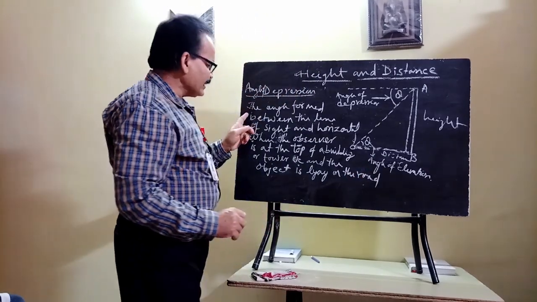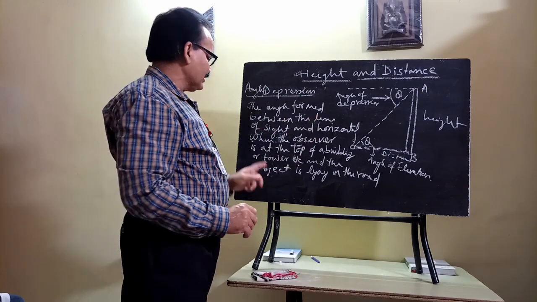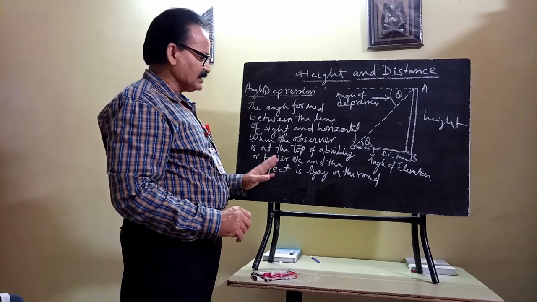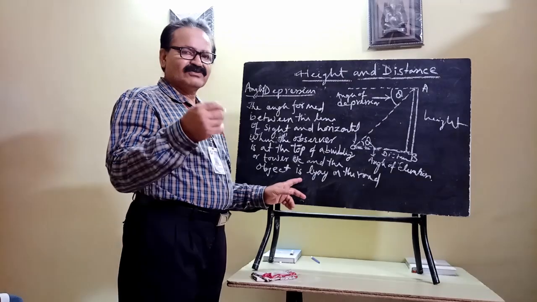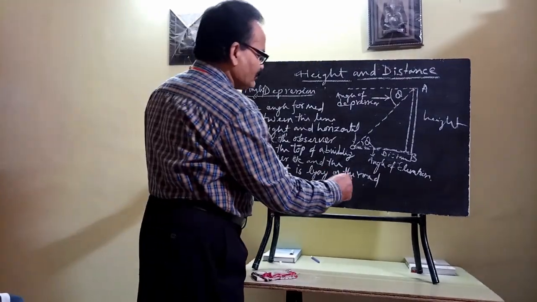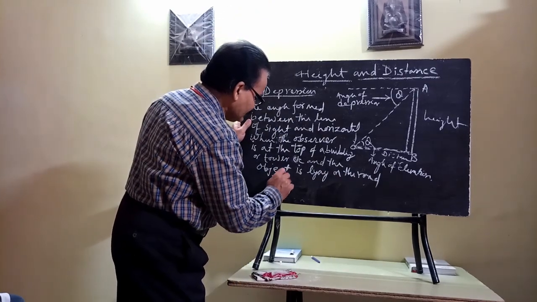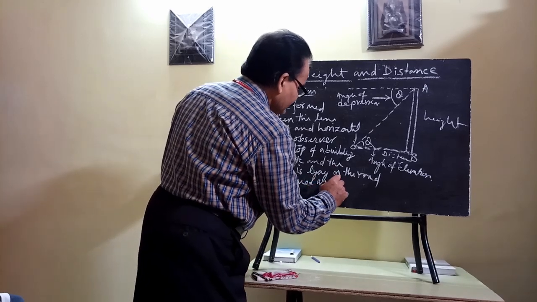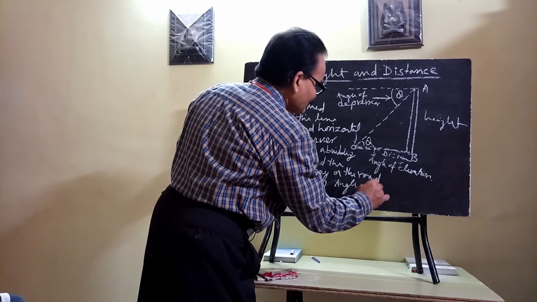So that means the angle formed between the line of sight and the horizontal when the observer is at the top of a building or tower, etc., and the object, meaning the object which the person wants to see, is lying on the road, is termed as angle of depression.